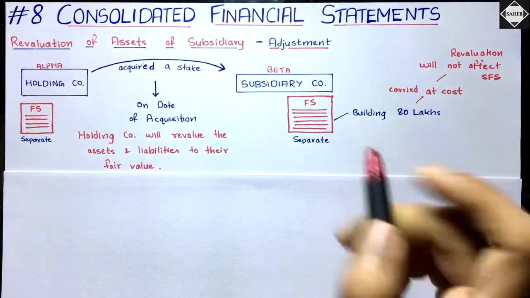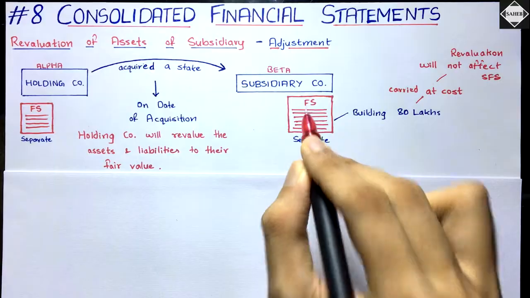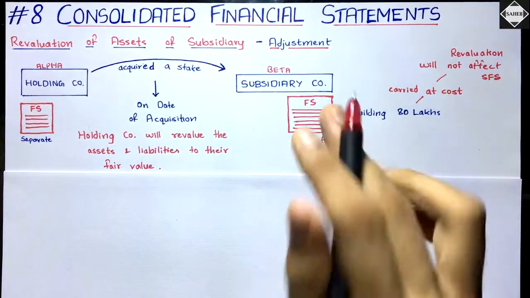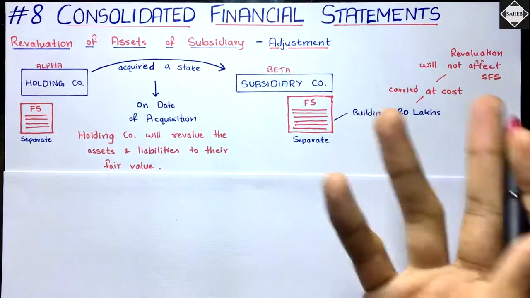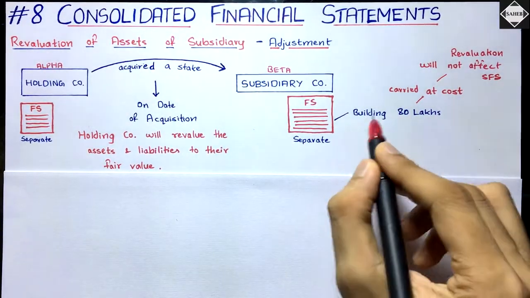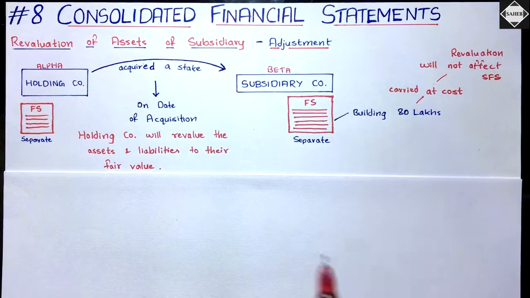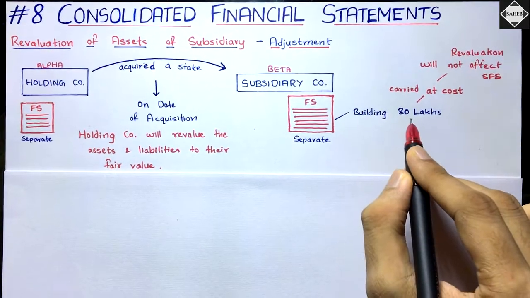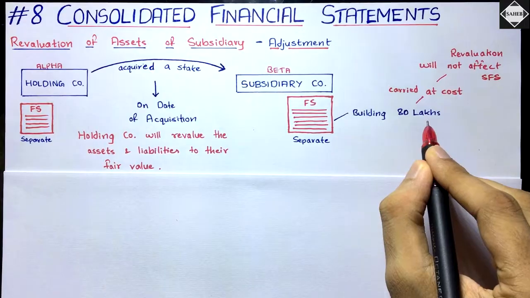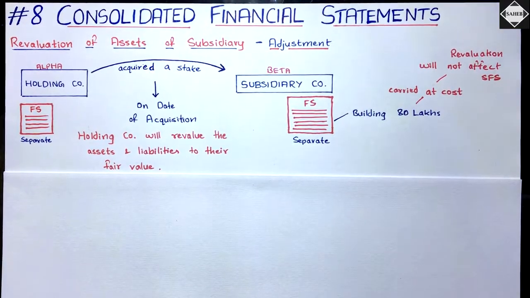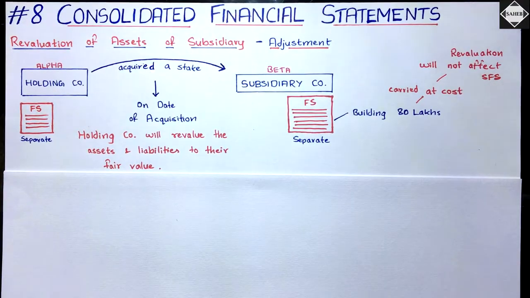Now in the subsidiary company's separate financial statement, there will be assets and liabilities, but they will be at book values. For example, a building of 80 lakhs. Most probably it will be carried at cost, that's what most companies do. Everyone carries the assets at cost model, cost less depreciation. So the building is at 80 lakhs. Now just for example, let's say the market value of that is 100 lakhs, 1 crore. So now what's happening?